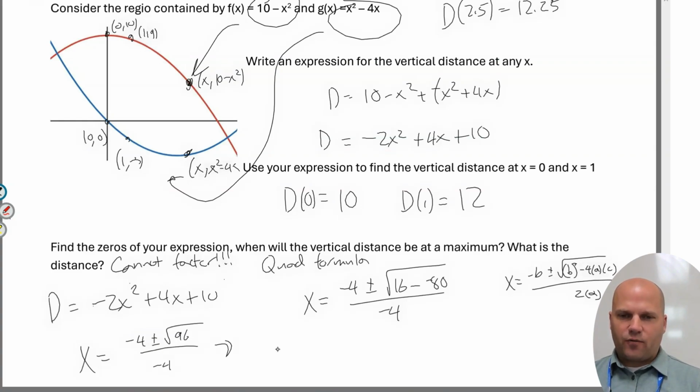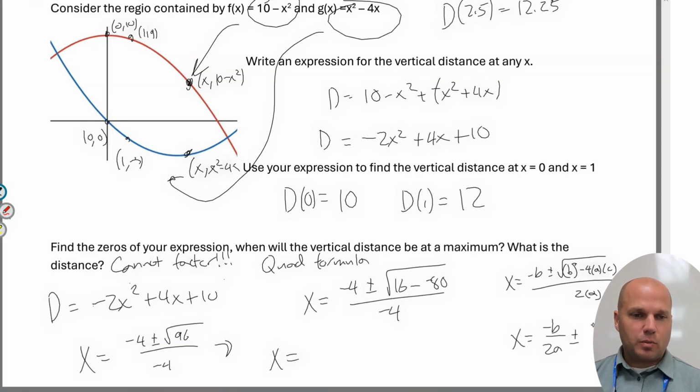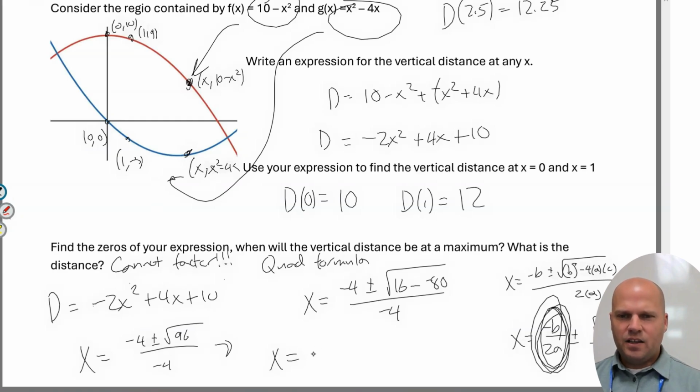Why do I love the quadratic formula? Because watch what I can do. I can split this up into the opposite of b over 2a plus or minus the square root of b squared minus 4ac over 2a. Why do I need to know this? Because this has to be the center. If I'm adding and subtracting the same distance, this must be the location of the vertex. So in the quadratic formula is this idea that negative 4 divided by negative 4 must be the location of the vertex.